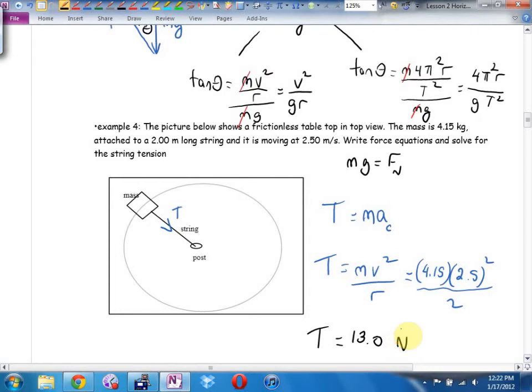Okay. Replace the string and the mass with a car going around a corner. What are the forces acting on the car? Get the obvious ones. Gravity down. What else? Normal force up. What's pushing a car around a corner? What force would I label here for a car turning a corner?